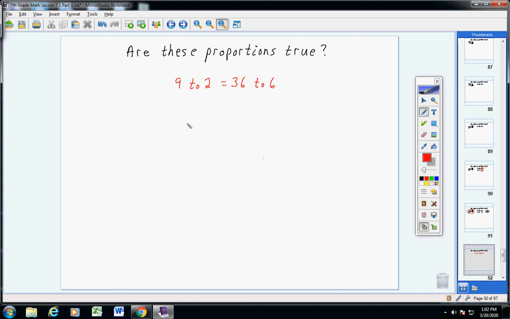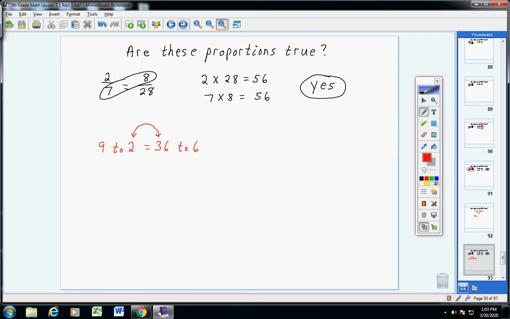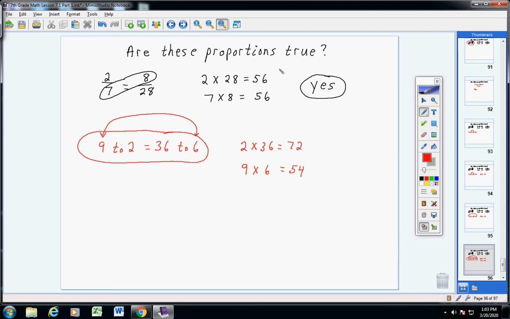Okay, students, here we go. It really doesn't matter what you multiply first, your means or your extremes. I'm going to start off with my means, the inside numbers. 2 times 36 would be 72. Now your extremes would be 9 times 6, which is 54. Did these two numbers match up? No. So is this really a proportion? Is it a true proportion? No, it is not.